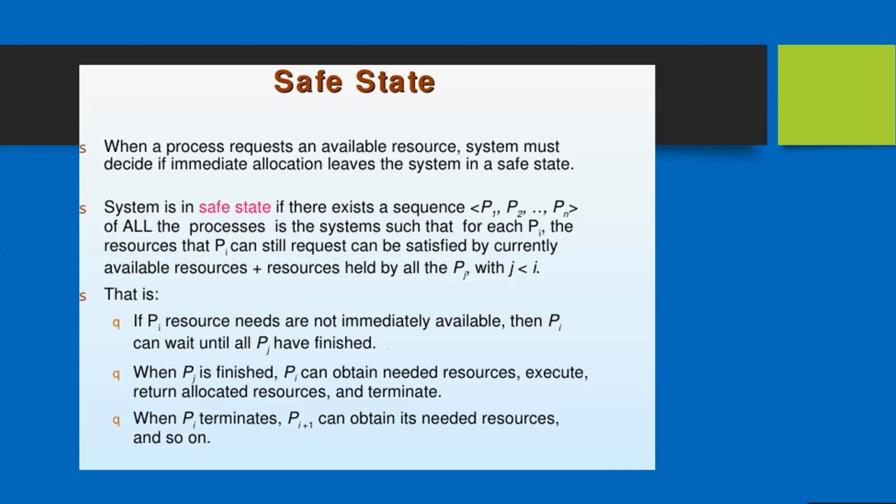This is the condition of deadlock. So when Pi terminates, Pi plus 1 can obtain its needed resources and so on. Pi plus 1 can be referred to as P1, P2, P3, like that.